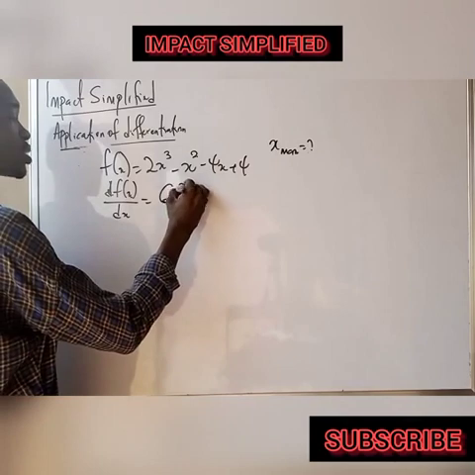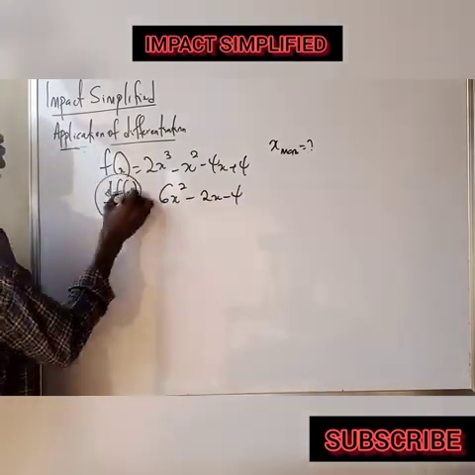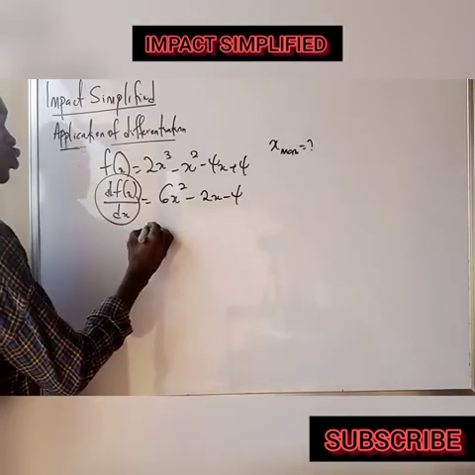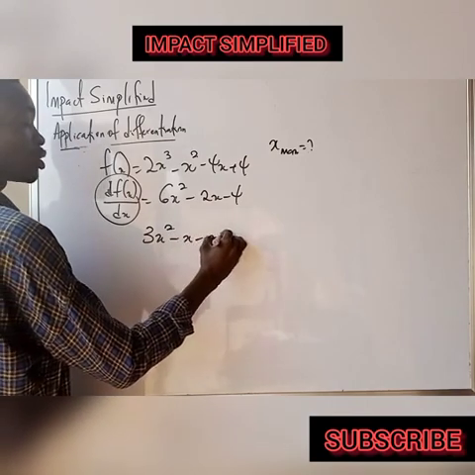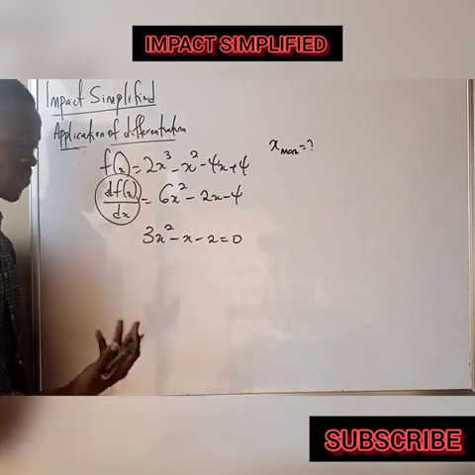And that will give us what? 6x squared minus 2x minus 4. And also you equate it to 0. Equating it to 0, 2 can divide. Divide 2 by 2, what do we have? 3x squared minus x minus 2 is equals to 0. Do we get it? It's simple.